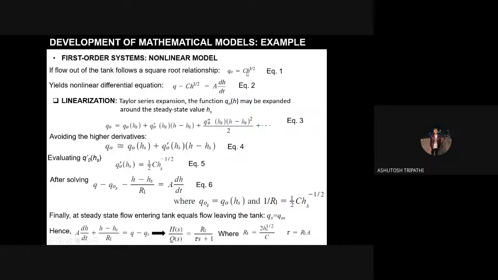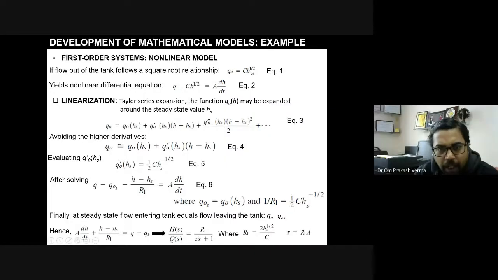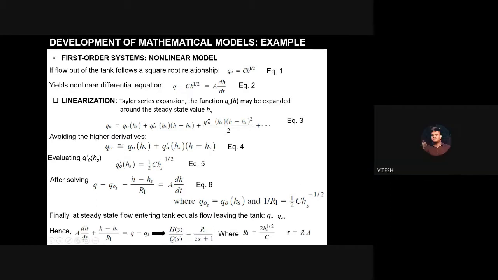Q naught is equal to C H power 1 by 2. And then we have to find out the transfer function for the system, the nonlinear tank system. There's a single tank system. H(s) upon Q(s) is equal to R1 upon tau s plus 1, where R1 equals this one, and the time constant tau is defined by A into R1.